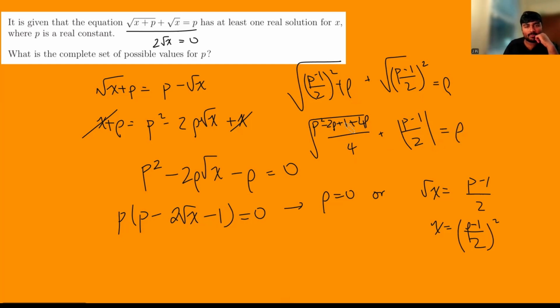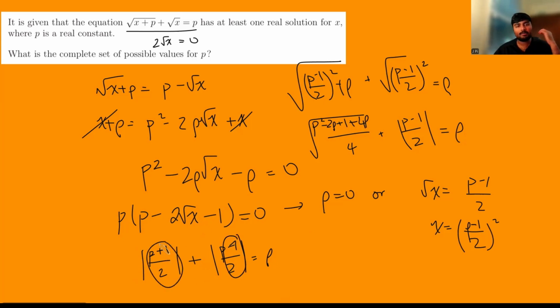And that equals p. What about this guy here? Well, that's just going to be the square root of (p plus 1 over 2) squared. And again, same thing. That's just going to be modulus of p plus 1 over 2 plus modulus of p minus 1 over 2 equals p. So we need to determine what values of p make this true. And, well, we can just verify this. If p is bigger than 1, these two things will be positive. You'll get p plus 1, p minus 1, add them up, you get 2p over 2, which equals p. So this does indeed work if p is bigger than or equal to 1.